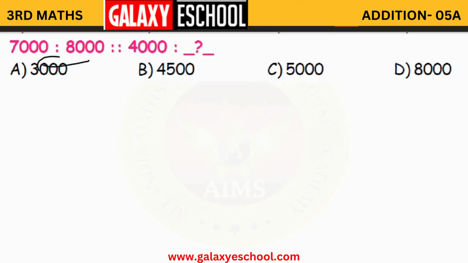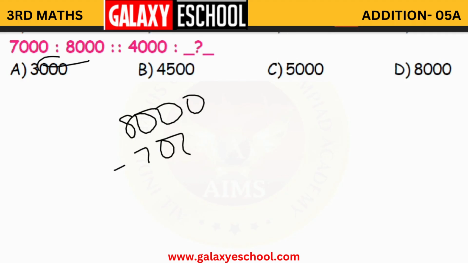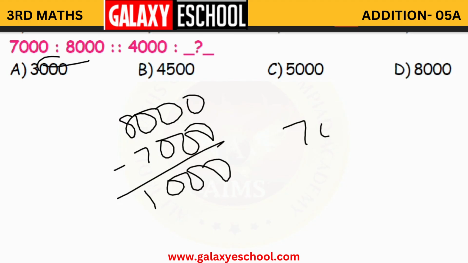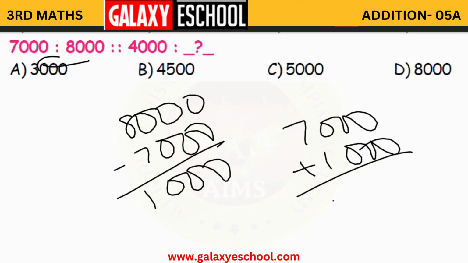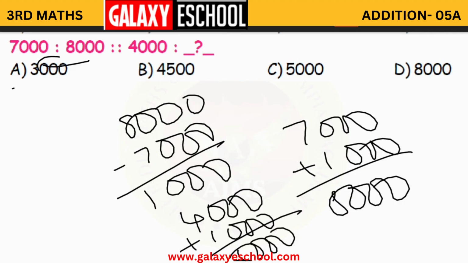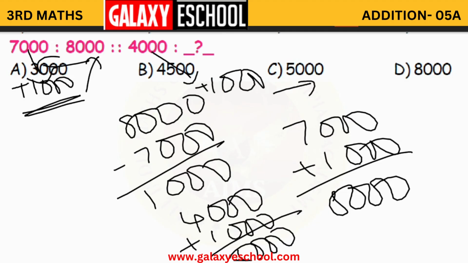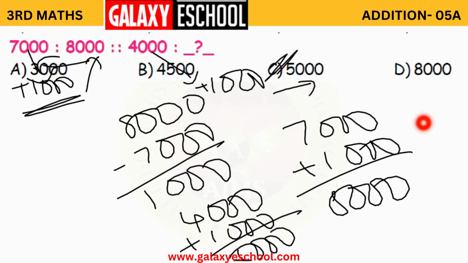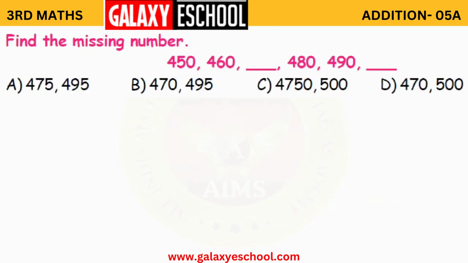Or simply we'll follow the same thing we did in the previous question. 8000 minus 7000 gives us 1000. So 7000 plus 1000 gives us 8000. In the same way, when we add 1000 to 4000, the answer we get is 5000. Understood? Here adding 1000 is the relation. 7000 plus 1000 gives us 8000. In the same way, 4000 plus 1000 gives us what? Option C, 5000. Understood, children? Is this clear? First find out the relation, then apply the same to the next number.